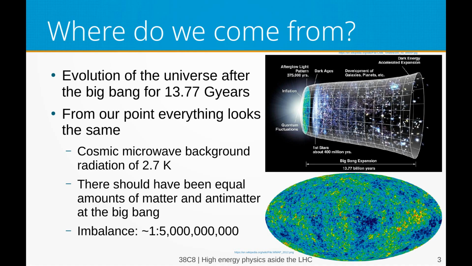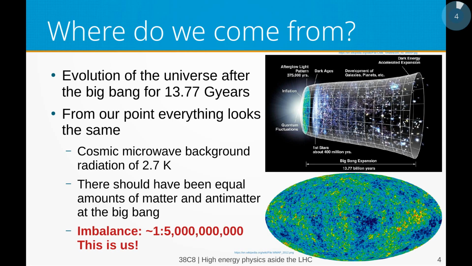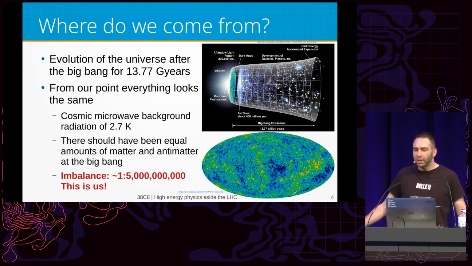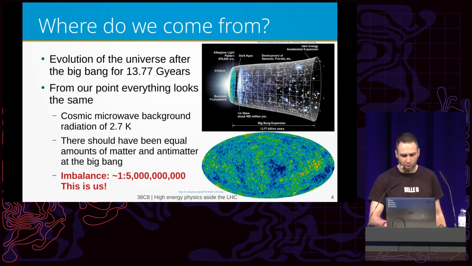So we have a cosmic microwave background radiation with a temperature of 2.7 Kelvin, and what you can see there are fluctuations on the order of 10 to the minus 4 Kelvin. So it's very small fluctuations, and it literally just looks the same from everywhere. But also, from first principles, there should have been equal amounts of matter and antimatter at the Big Bang. But we also know by now that there's some imbalance because we are here, and this imbalance is roughly 1 to 5 billion in order of magnitude, so it's quite small. But the question then is, where do we actually come from and how did this evolve?